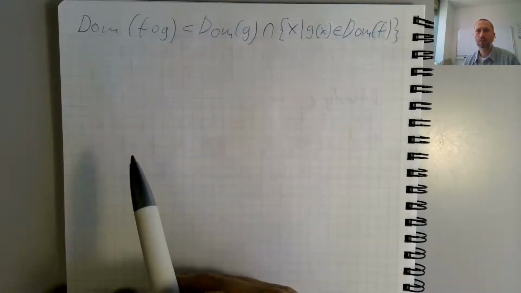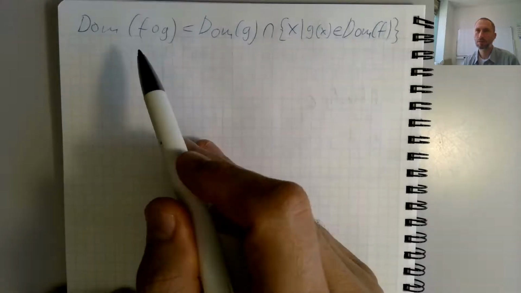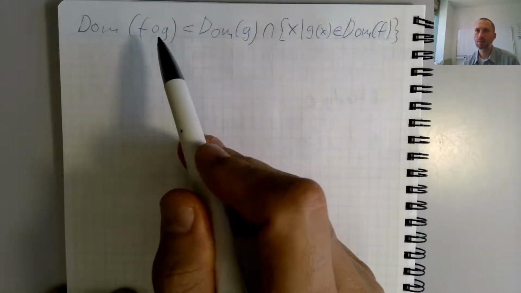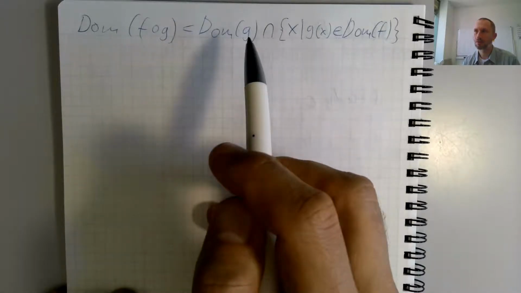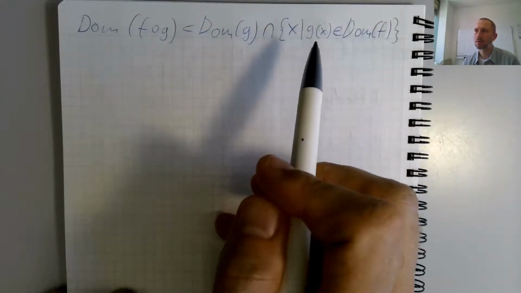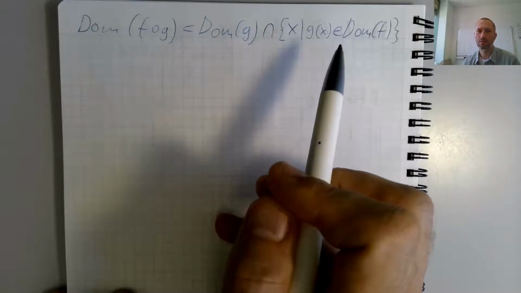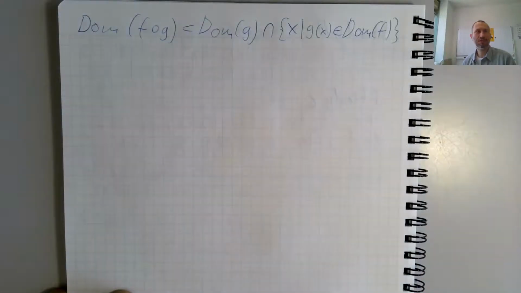So this is about the domain of a composite function. So what is the domain of f after g? Well, that will be the domain of g intersection the set of all x's such that g of x is in the domain of f. Okay, so how to remember this?